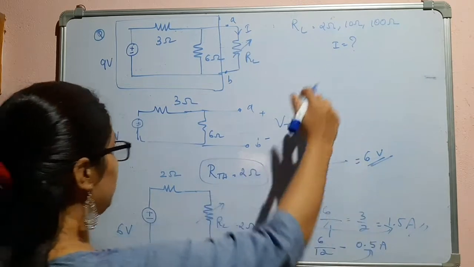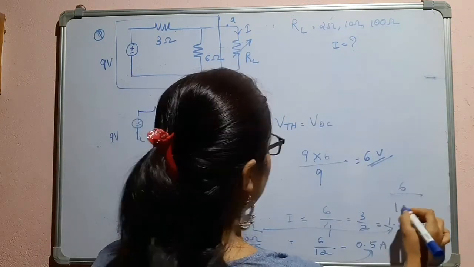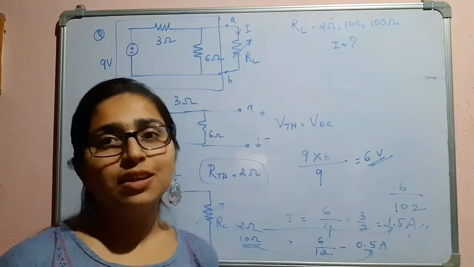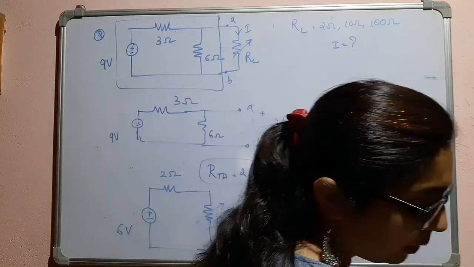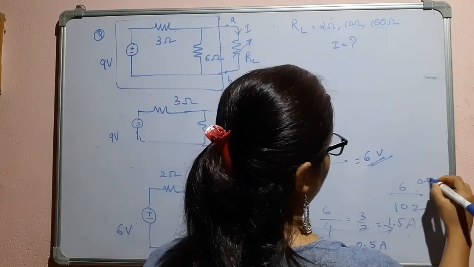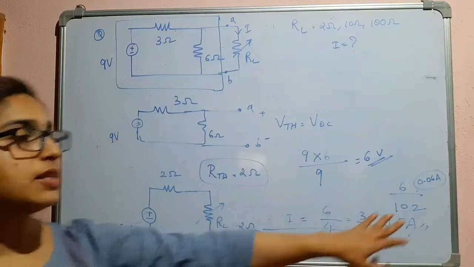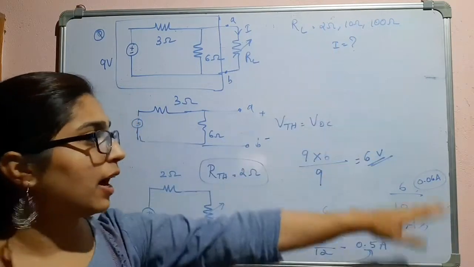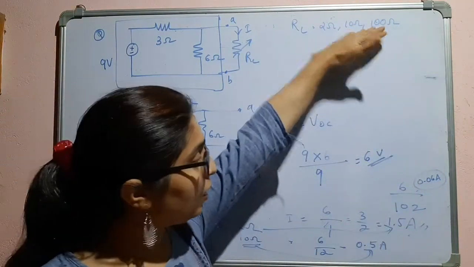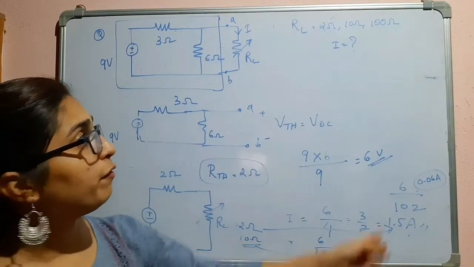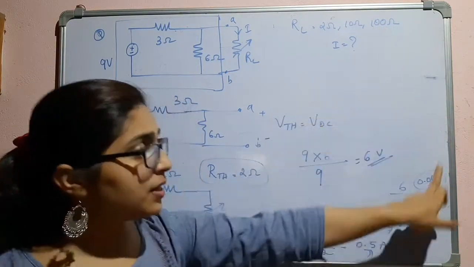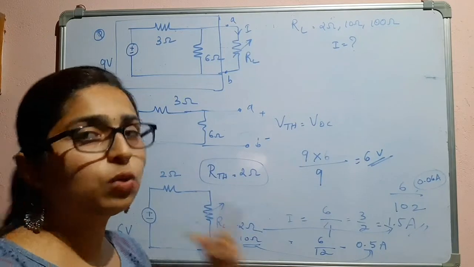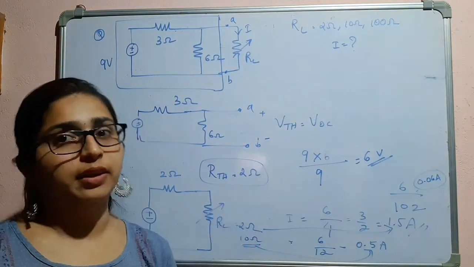Then we have 100 ohm. That will be 6 divided by 102, which is the current flowing through it, around 0.06 amperes. So when RL is 2 ohm, the current is 1.5 ampere. The current through RL of 10 ohms is 0.5 ampere. And when it is 100 ohm, it is 0.06 amperes. This is how we are going to solve the questions based on Thevenin's theorem.